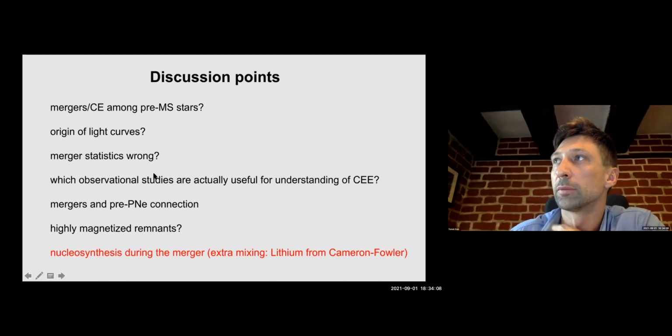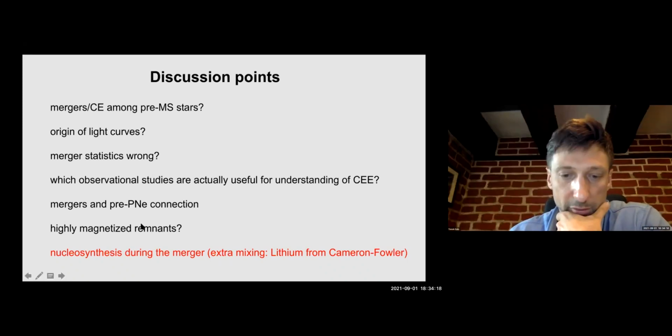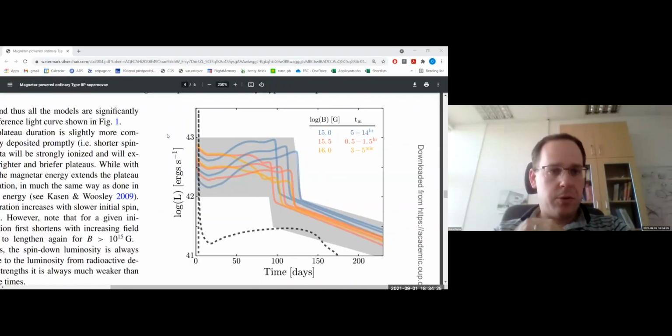Andre? Yeah, so I just wanted to follow up on your question, Tomek. I briefly looked up a paper that I would like to show. Could you? Yeah, sure. So I'm showing a paper by Tuguldur Sukhbold and Todd Thompson, who look at type 2 plateau supernovae. So I think there is a potential for inspiration from this field.